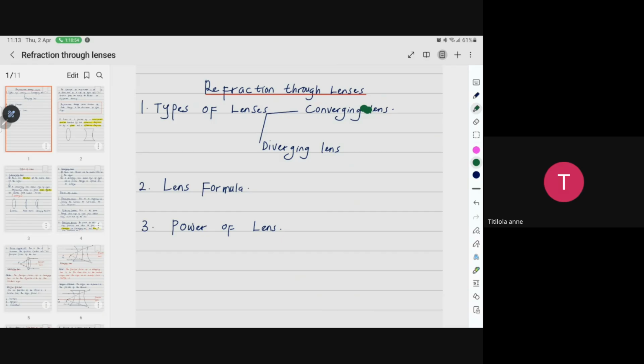And the result of the image is going to be: one, an upright image; two, a virtual image; three, a diminished image. So these are the kind of images that will be formed from your lenses. Then for the convergent lens, the position matters. If it is beyond 2f, the image will be real, inverted, and very small. Then at 2f, the image is still going to be real, inverted, but the same size as the object.